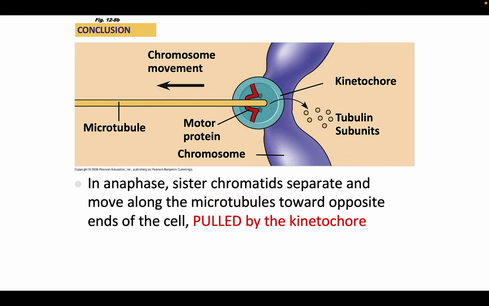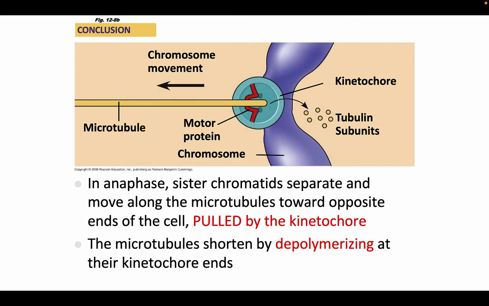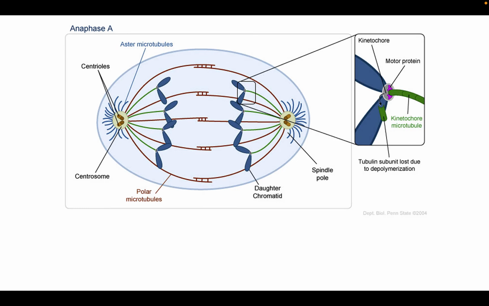All right. So again, this is in anaphase. The sister chromatids are separated, and that's pulled by the kinetochore. The kinetochores are actually depolymerizing the microtubules, breaking them down, and then reattaching further down the microtubule each time. The microtubule and spindle fiber are the same thing. Right? So here we can see anaphase happening. Chromosomes have been pulled apart.